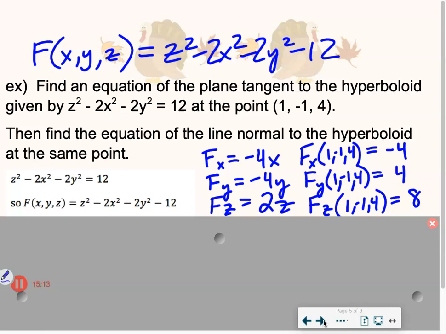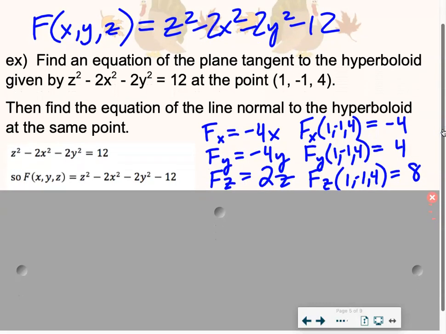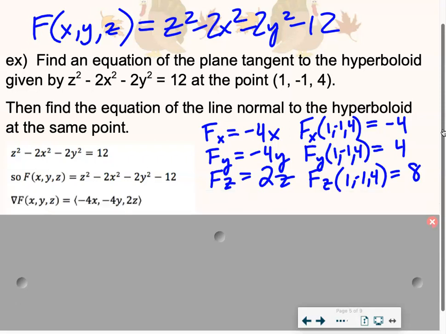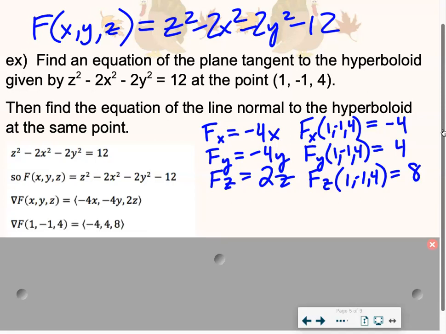When you look at the smart boards, you're going to see me use this little upside down triangle thing. Just don't let it throw you off. It's a shorthand way of writing your partial x, partial y, partial z. It's a vector form. I'm giving you a preview, but this has a name. It's called the gradient, and all it is is partial x, partial y, partial z. So anyway, you do it at the point.